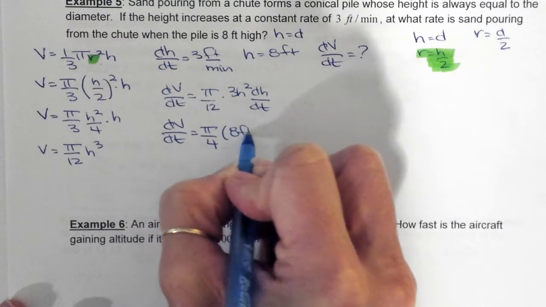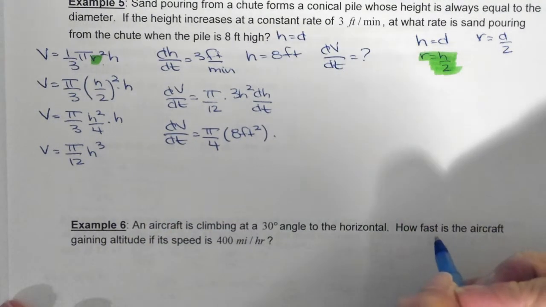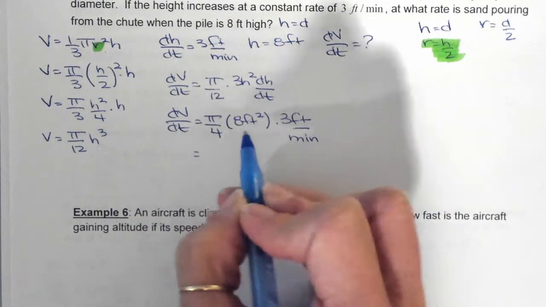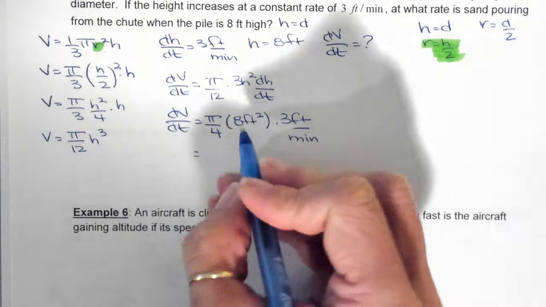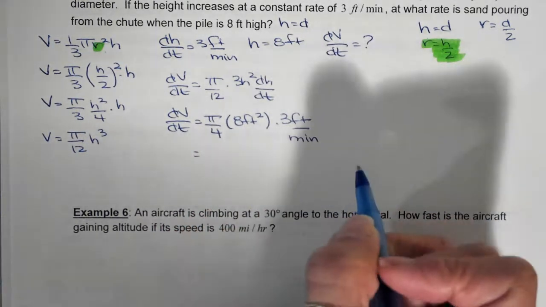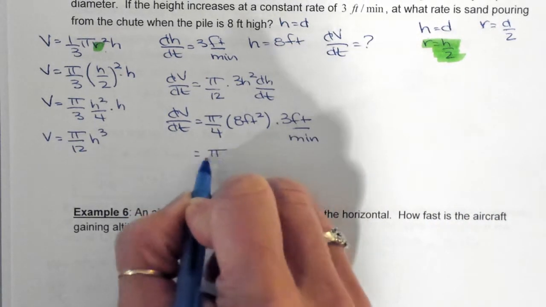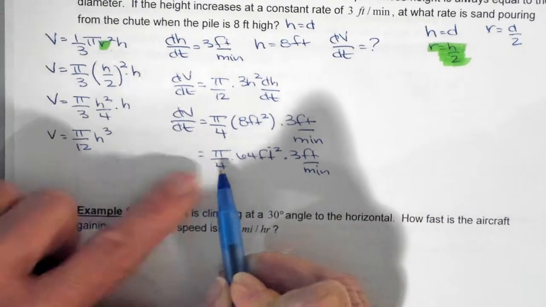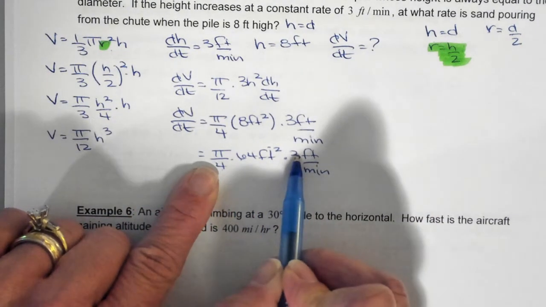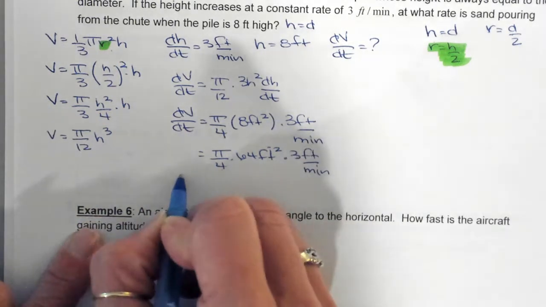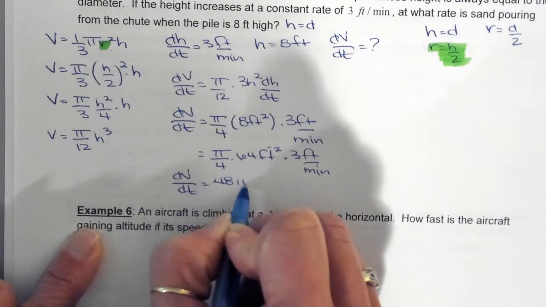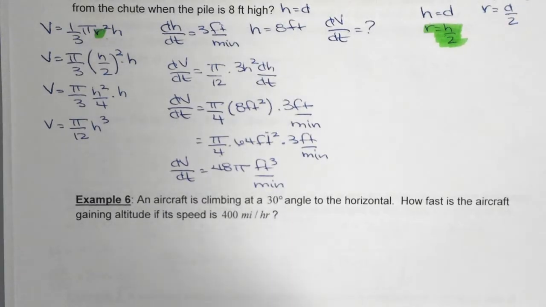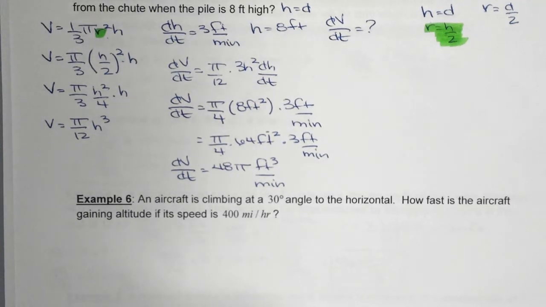So I've got 8 feet squared times, what's dh/dt? 3 feet per minute. Okay. This is 64 square feet. Does 4 go into 64? 16, right? So I've got pi over 4 times 64 square feet times 3 feet per minute. So 4 goes into 64 16 times, and 16 times 3 is 48. So that means dV/dt is equal to 48 pi cubic feet per minute. That's your answer. Whenever you are looking at a rate for a volume, it's going to be cubed. Just a little hint. Okay?